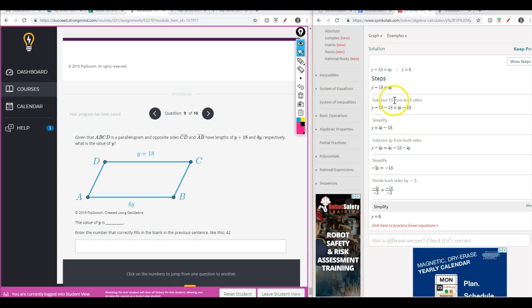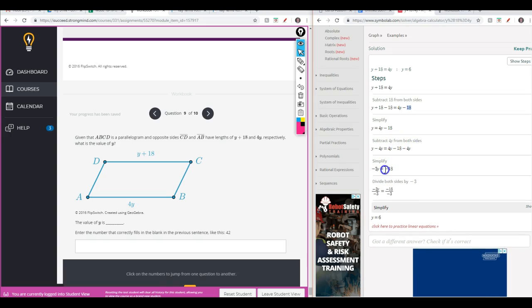So it says subtract 18 from both sides. So then 18 minus 18 is 0, so that's why there's nothing right here. And then 4y minus 18, they are not like terms because the 18 doesn't have a y. So that's why it stays as 4y minus 18. So then it says subtract 4y from both sides. So then we have 4y minus 4y, which reduces down to 0. So that's why we still have this minus 18 right there.